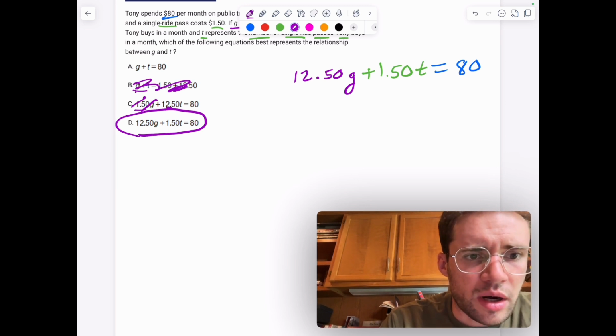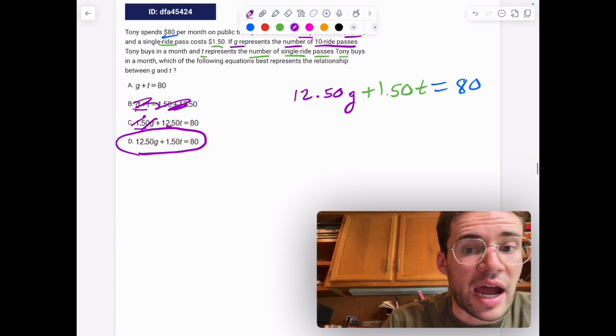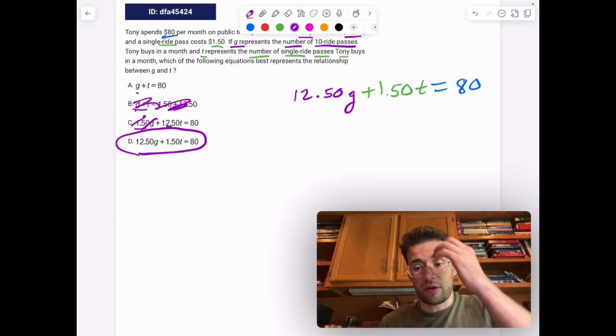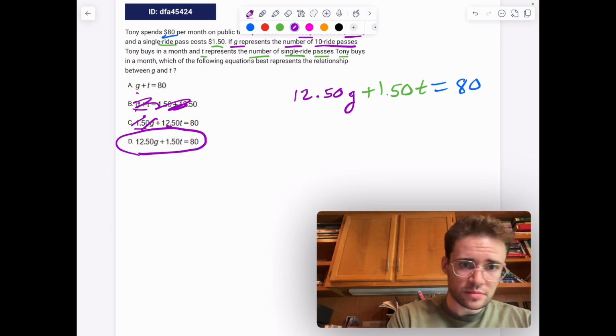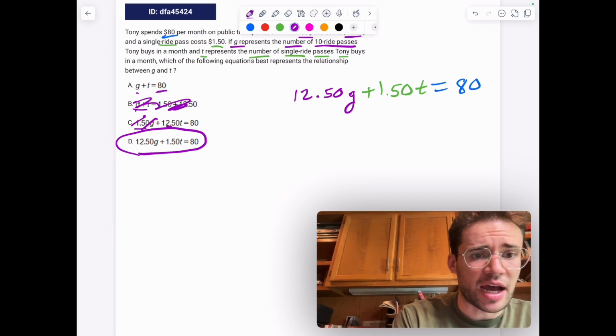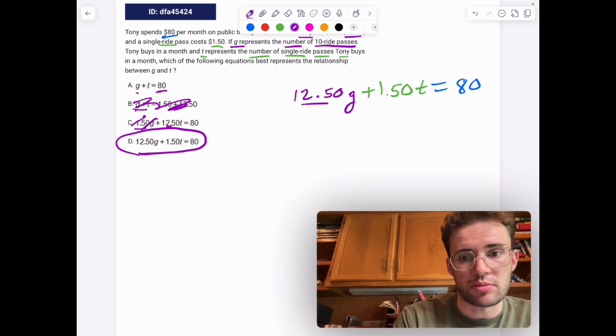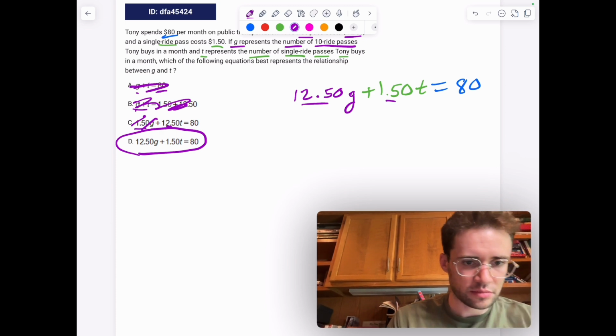And then this one would work if it was like he did 80 total rides, right? The number of rides plus the number of rides. That might be something that would show up if you're doing systems of equations. But in this case, 80 is not the number of rides, it's the total money. So that's why you need to multiply it by the cost per ride.